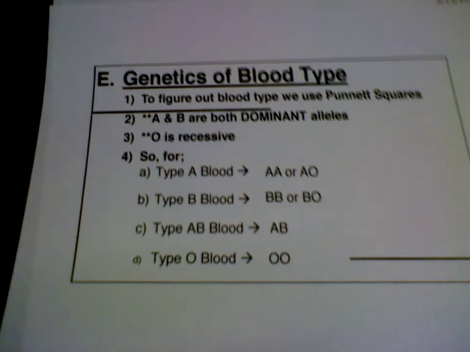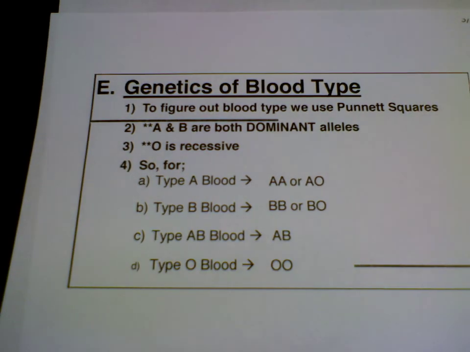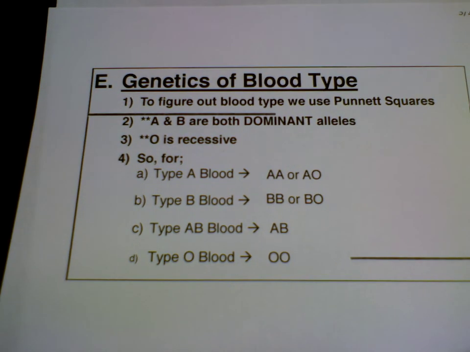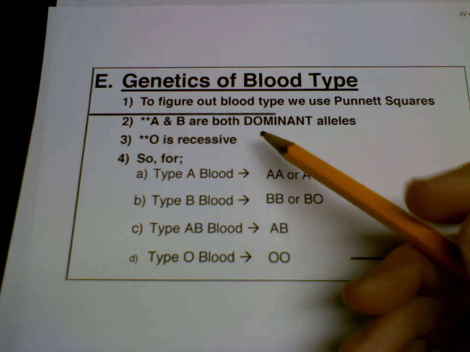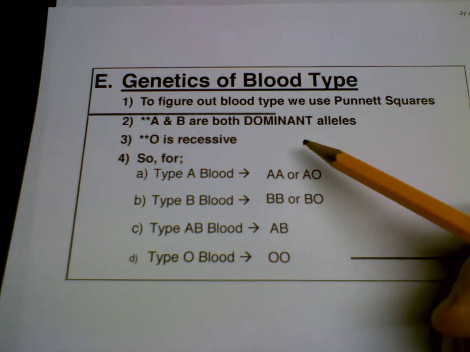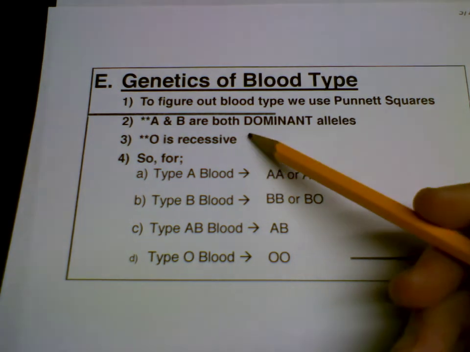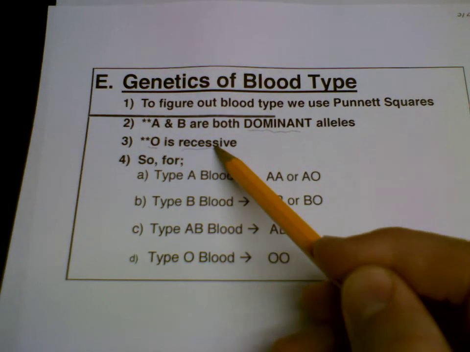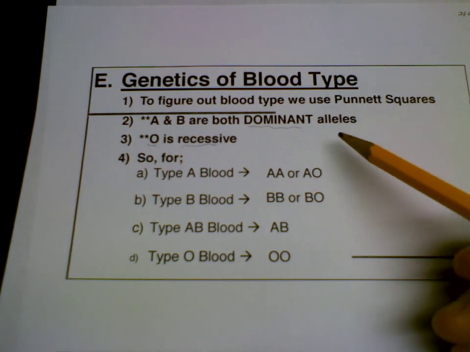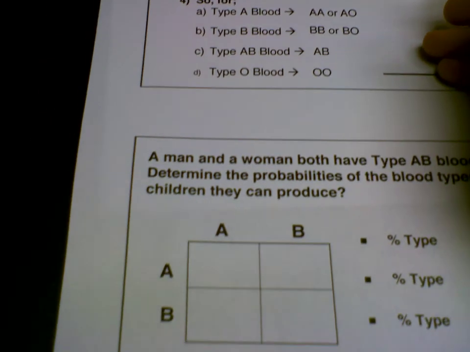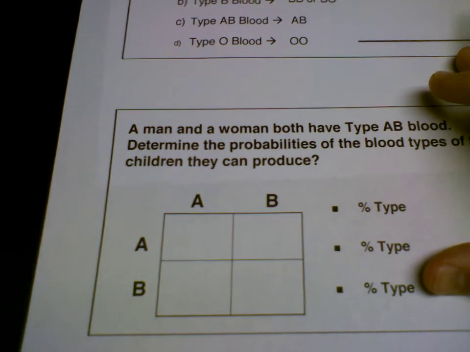Now, let's talk about how we get our blood types. To figure out blood type, we use what's called a Punnett square. And a couple things you want to know. We get these alleles or genes from our parents. A and B are dominant alleles, and O is recessive. So in order to have type A blood, what happens is this. I'm going to slide down here for a second. Let's do this Punnett square.